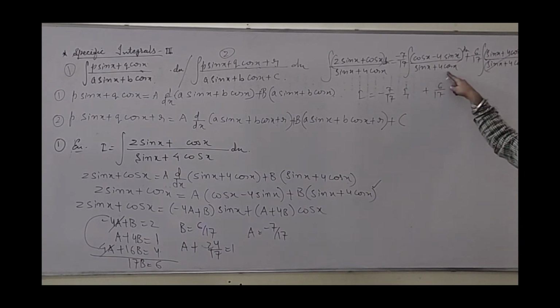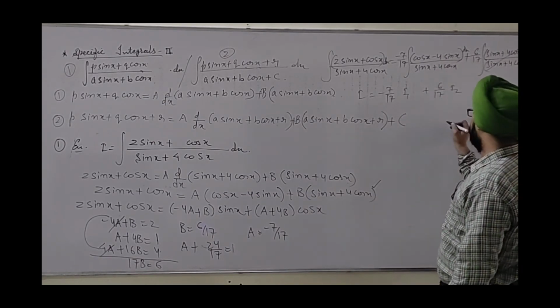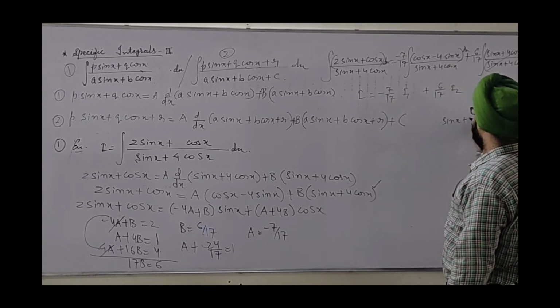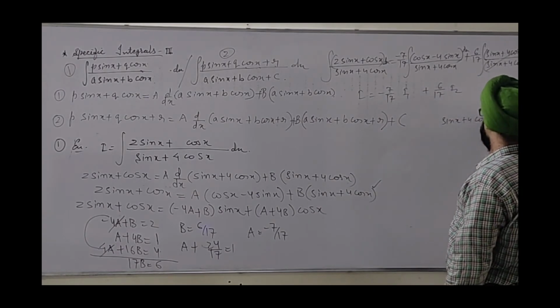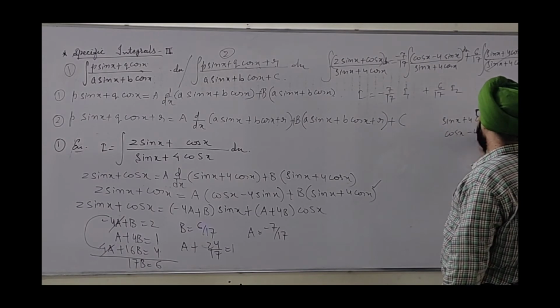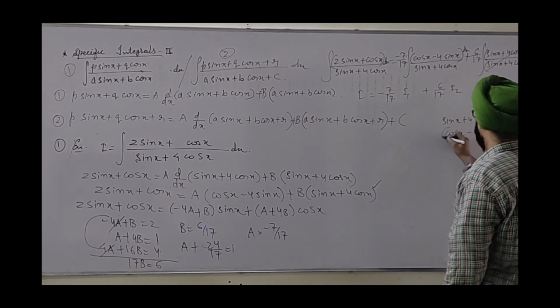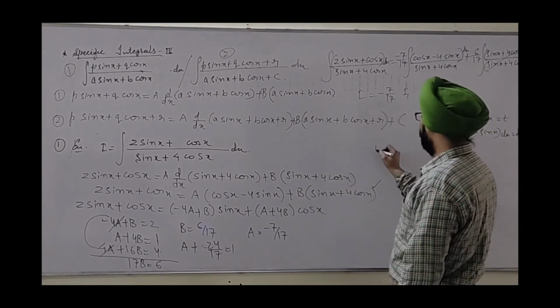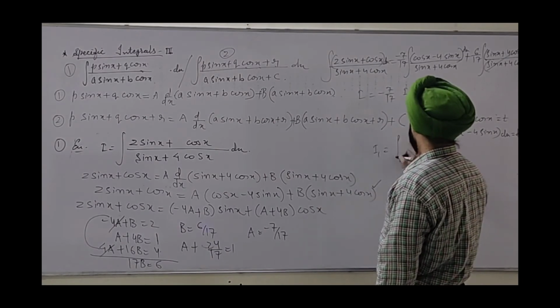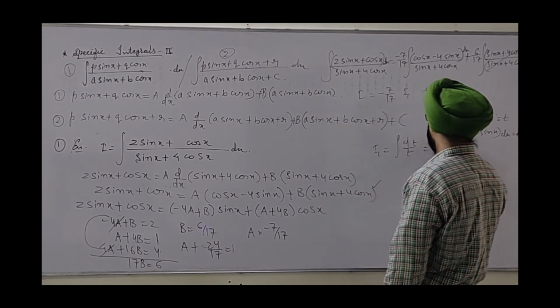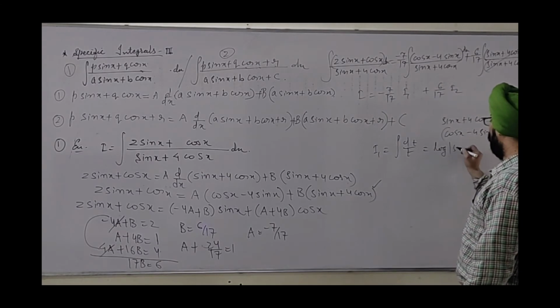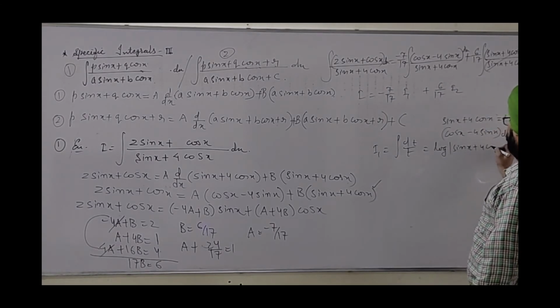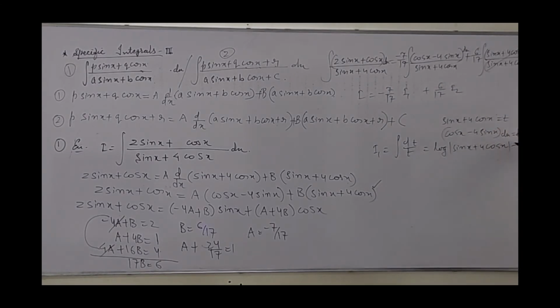So if you substitute t for sin x plus 4 cos x, then cos x minus 4 sin x dx becomes dt. So I1 becomes the integral of dt upon t, which is log of t, or we can say log of the modulus of sin x plus 4 cos x plus c1. We have solved I1.